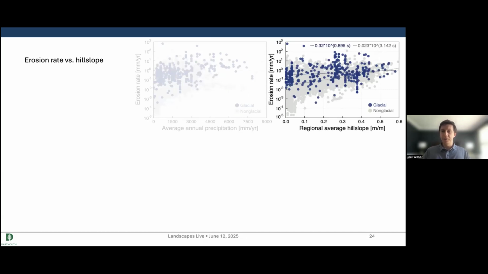Next, we looked at regional average hill slope. So looking at erosion rate versus regional average hill slope for glacial versus non-glacial rates. Again, we see this higher characteristic glacial rate across hill slopes. And note that there's this lower slope for erosion rate versus hill slope for glacial settings versus non-glacial settings, which is to be expected since glaciers are more dependent on surface slope than bed slope, but this will come into play later as well.